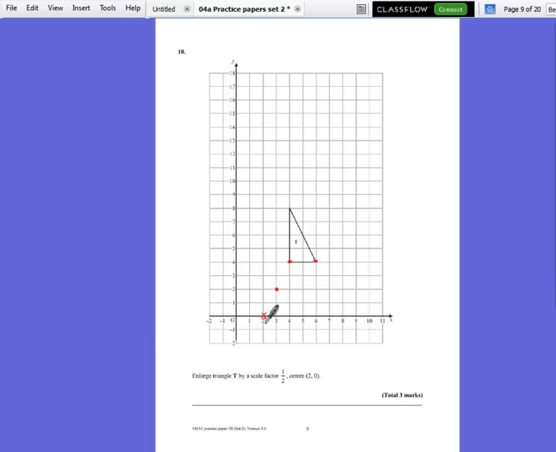This corner is 4 across and 4 up, so we're going to go 2 across and 2 up. That would go to there. And the top corner is 2 across and 2, 4, 6, 8 up, so we'll go 1 across and 4 up. That will go to there. So our new triangle will be just there.